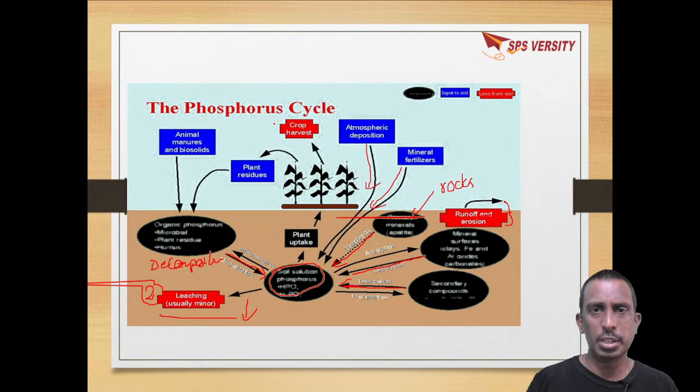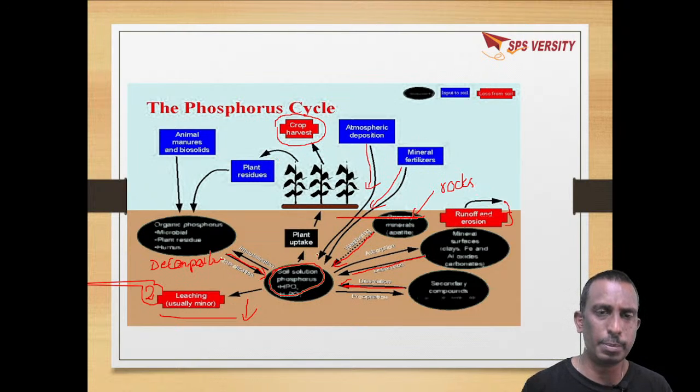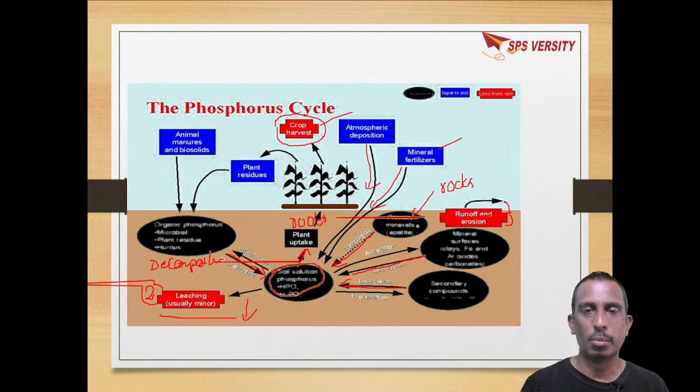During crop harvesting, a lot of waste is generated, and phosphorus is lost. So these are the various components by which phosphorus input can be seen, and phosphorus is lost from the soil. Here you can see that from the soil solution, plants take up phosphorus through their roots. So this is input and this is loss, and these are the components.